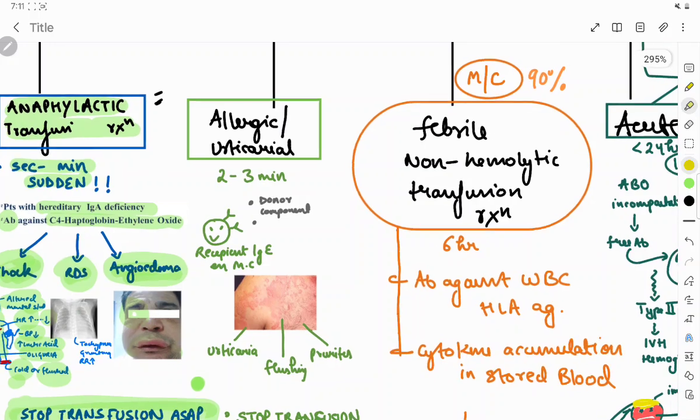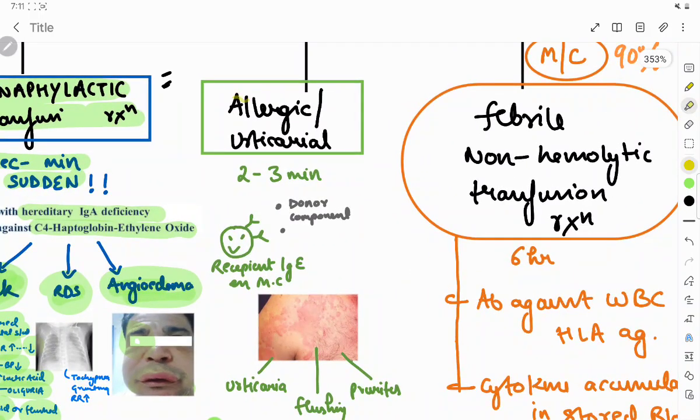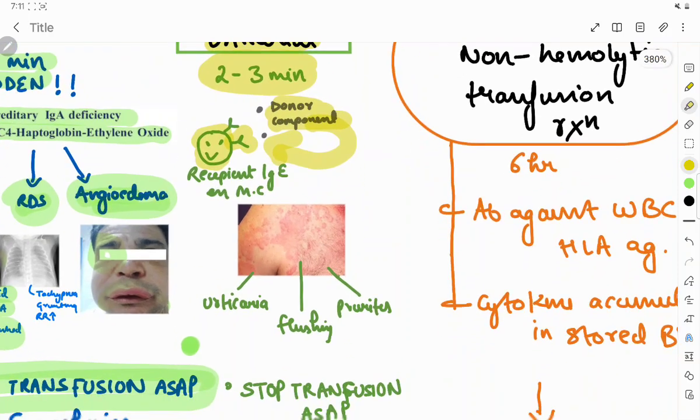Now the next, that is actually the milder form of the same, you can say, is allergic or urticarial transfusion reaction that presents within 2 to 3 minutes of transfusion and occurs because the recipient actually has mast cells with a lot of IgE that actually can recognize donor components. Now the donor component being recognized by the IgE leads to this allergic or urticarial reaction that presents with urticaria, that are erythematous evanescent lesions over the skin.